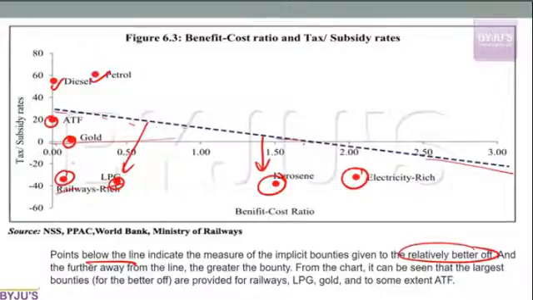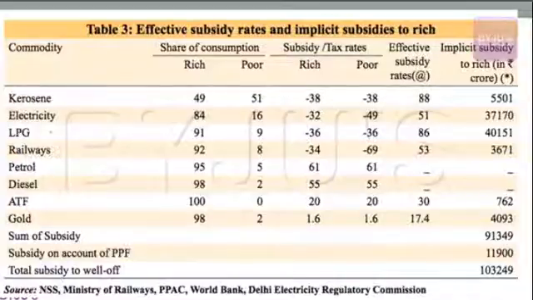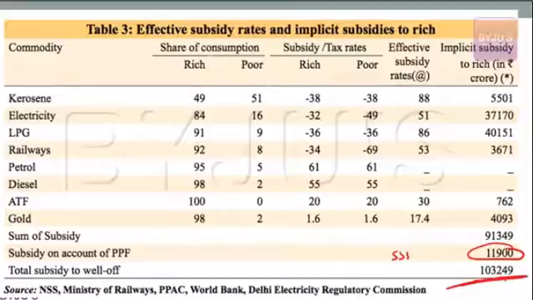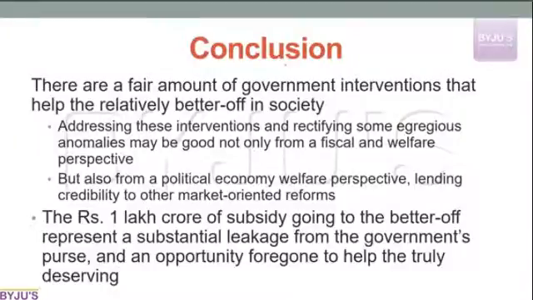So you can see the largest bounties are provided for LPG, gold, and to some extent ATF, is what the economic survey says. Again it quantifies this effective subsidy rate, etc. The numbers are not really important. This number is only important because, adding everything together, the economic survey also adds the amount from PPF and from small savings schemes, and it comes out with the 1 lakh crore figure. So the 1 lakh crore figure of subsidy comes from this calculation. That's the only reason I have shown this figure here. Otherwise the numbers are not important.